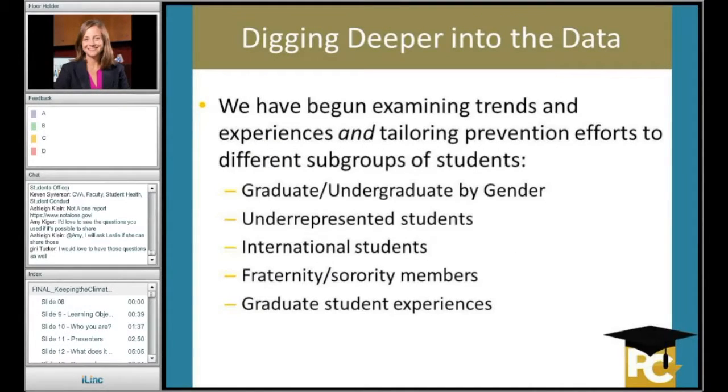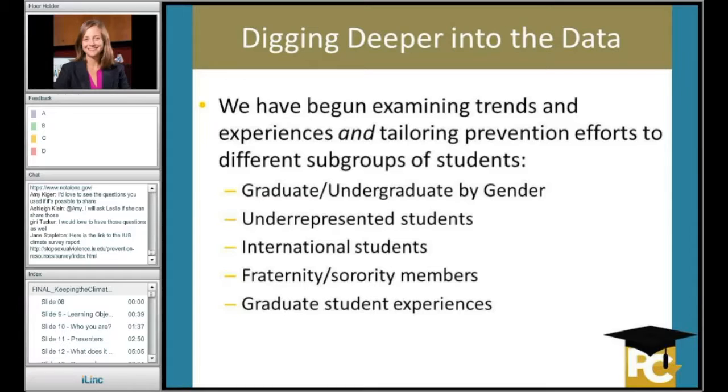Some of our other efforts that we've been working on, and I'm curious actually with a raise of hand, how many of you have dug into examining trends or experiences by different subgroup of populations? So if you can just raise your hand to show me whether or not you've collected data by different groups or focus groups or a climate survey. Okay. A good number of you have.